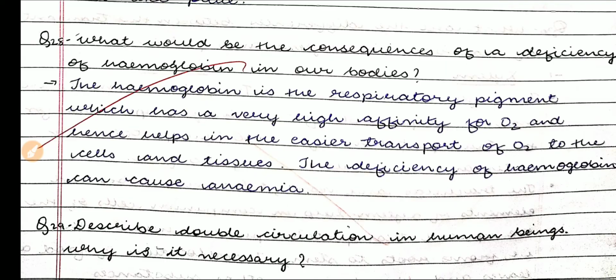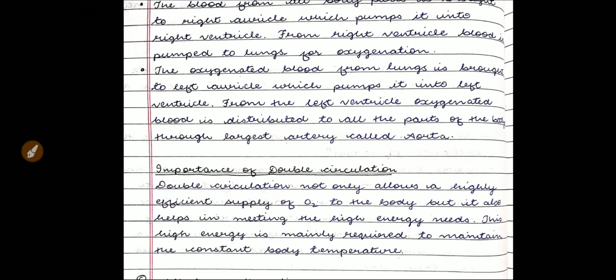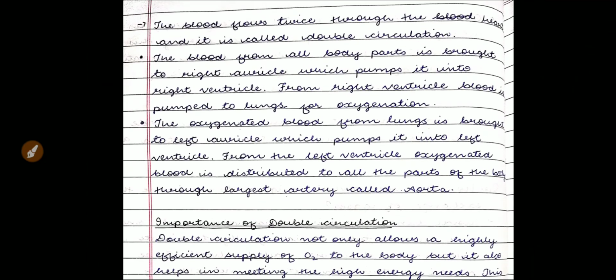Describe double circulation in human beings. Why is it necessary? Students, यह बहुत ही इंपॉर्टेंट क्वेश्चन है, डबल सर्कुलेशन. यह हमने पहले नोट्स में भी पढ़ा हुआ है. जितने भी क्वेश्चन आंसर हैं, स्टूडेंट्स, हम पहले से नोट्स में पढ़ चुके हैं. फिर भी बहुत सारे स्टूडेंट्स को डाउट्स होता है, इसलिए मैंने एनसीईआरटी क्वेश्चन आंसर की भी सॉल्यूशन की यह वीडियोस बनाई हैं.